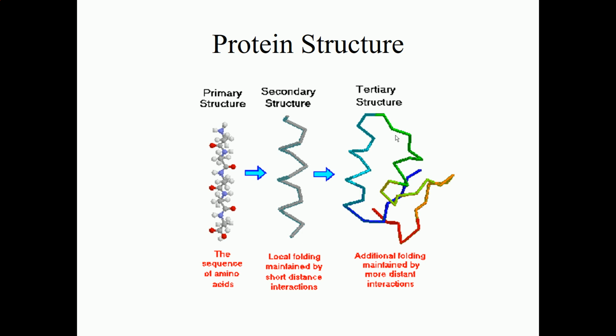Now, if a protein is made of only one polypeptide chain, how does this polypeptide chain fold and attain a tertiary structure? That is the three-dimensional structure of a protein. But if a protein is made of more than one polypeptide chain, suppose a protein is made of two polypeptide chains, those two individual polypeptide chains will have a primary structure, which means the order of the amino acids.